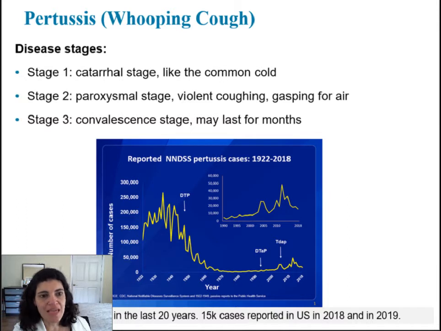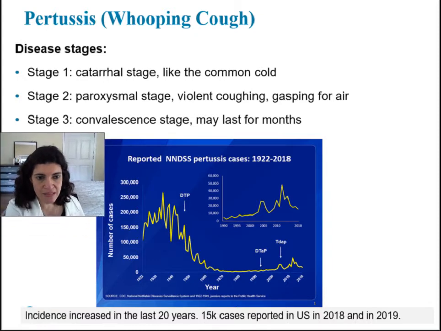There are 3 stages in this disease. Stage 1 is the catarrhal stage, where you have secretion growing and accumulating in the airway. The paroxysmal stage, where you have the violent coughing and the gasping for air. And the convalescent stage, where you're waiting for the cilia and the epithelium to repopulate, and you can get your cilia back, but that takes time. Okay, it may last more than a month.